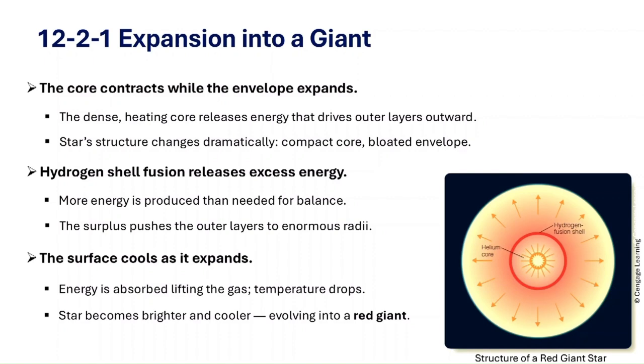And this is why the star moves into the red giant phase: large, luminous, but cooler in temperature. Now again, this figure helps us visualize this. The core is still hot, but the surface has cooled and expanded. To sum up, the contracting core and the hydrogen shell fusion work together to push the outer layers outward. And the star grows massively in size, cools at the surface, and becomes a red giant.